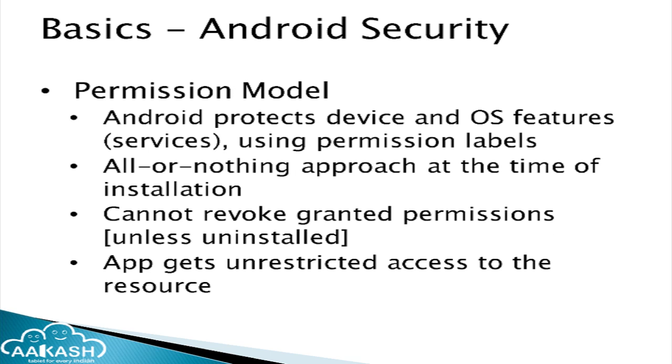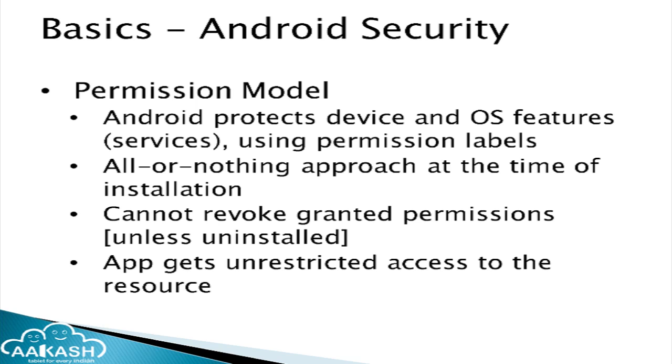Next part is the Android permission model. Android as an OS and many of its stock applications provide many features. You get calling features, you can have access to the GPS, or you can also use internet. But for all these features, the Android system has given permission labels. If you want to use any of these features in your application, then you'll have to assign the permission label to that application. Then and only then you can use those APIs. Otherwise the Android system will throw security exceptions.